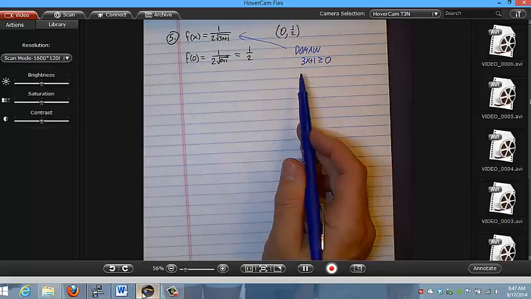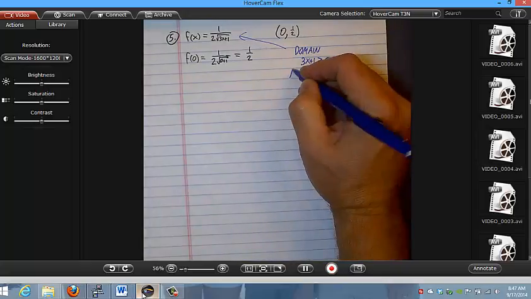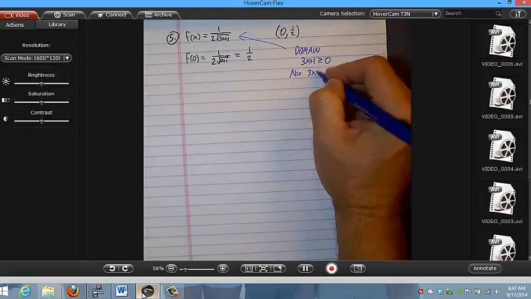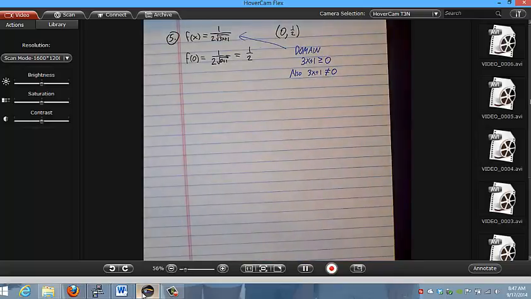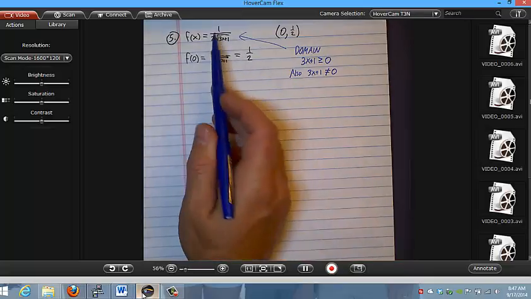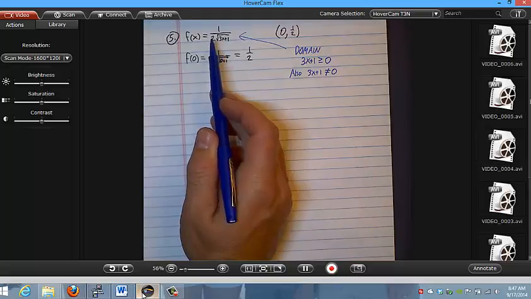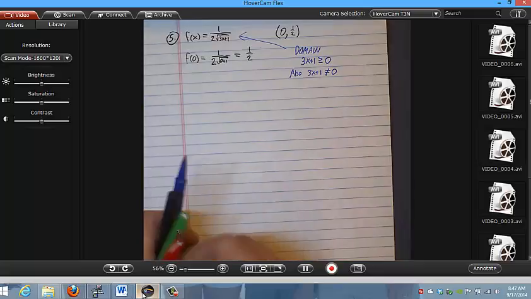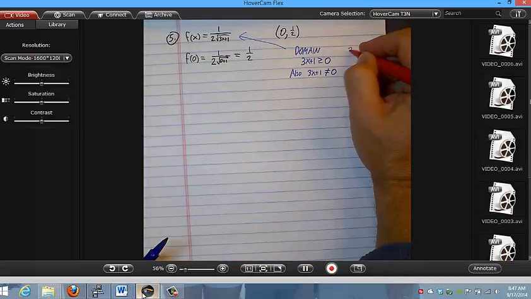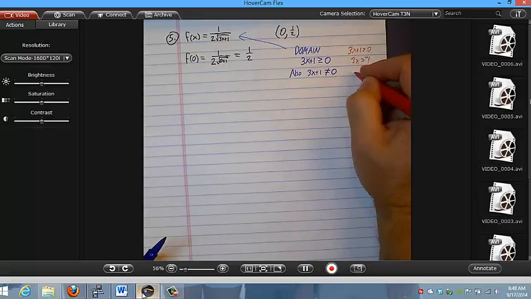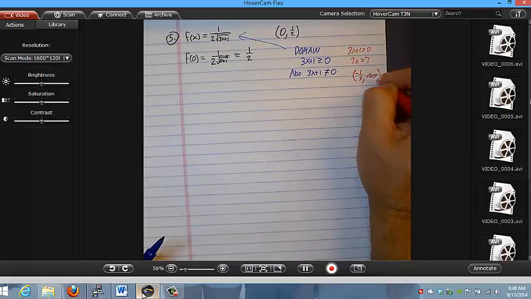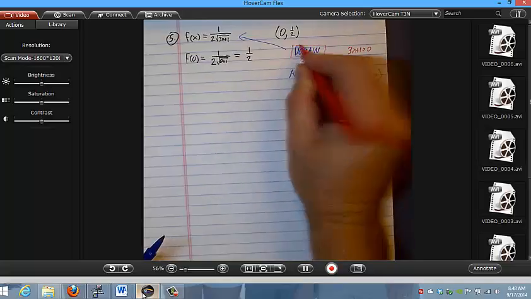And it's also true that 3x plus 1 cannot equal 0. Why? Because if it equaled 0, you'd have a 0 in the denominator. So I guess I should change this greater than or equal to a greater than. So 3x plus 1 is greater than 0, 3x is greater than negative 1. So the domain of the function is negative 1 third to infinity.